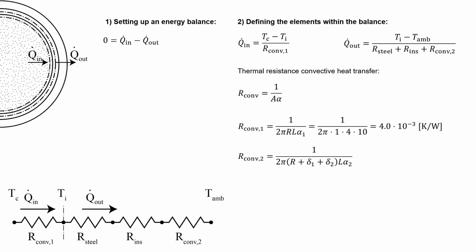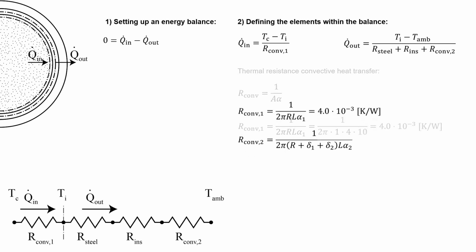For the first thermal resistance, we know all numbers, so we can quickly calculate its value, which is 4 times 10 to the power minus 3. The other one contains the thickness of the insulating material, delta 2, which is unknown, so we'll keep it like this for now.